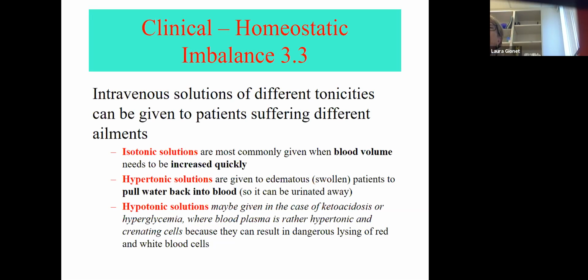Where blood plasma is rather hypertonic, it has less fluid and water in it than we want, and that is shrinking the cells, the red blood cells, because that can result in dangerous lysing of red blood cells and white blood cells. Okay, so there are certain circumstances where you can use a hypertonic solution versus a hypotonic solution, and that's to bring things back to homeostasis.